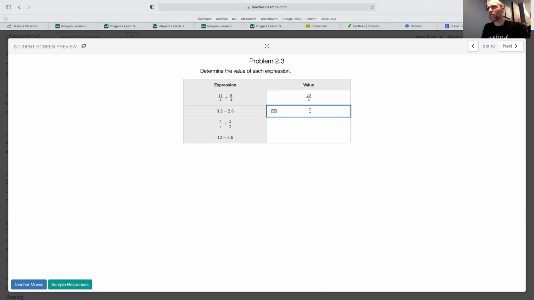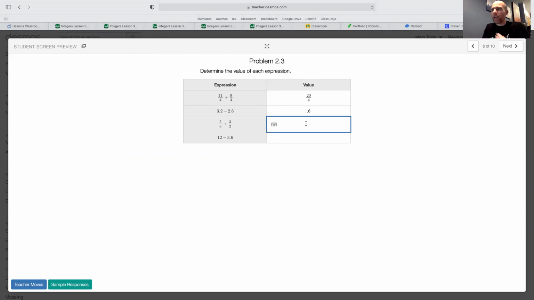3.2 minus 2.6. With these, in my head, I like to think about it as 32 minus 26. Like, just don't even think about that decimal point, and then just replace the decimal point at the end when I have to come up with my answer. And so 32 minus 26 is 6. But both these numbers have one digit place and then the decimal point to the left. So that makes me feel like the answer should be 0.6.